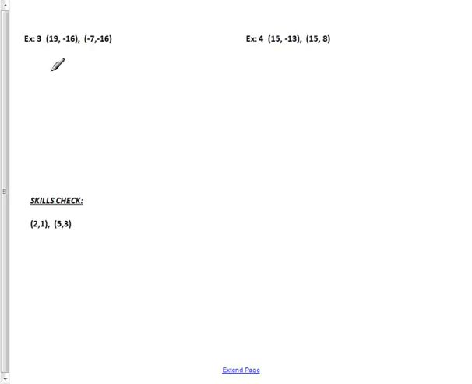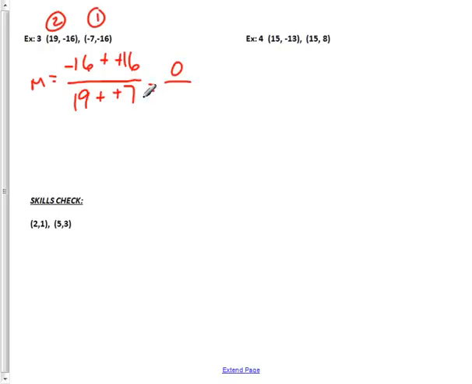All right, so for example 3, this is kind of what your homework's going to look like. So this is going to be my point 2 because x is 19, so this is point 1. So now we go m equals y2 is negative 16, and y1 is also negative 16. And so x2 is 19, and x1 is negative 7. So now we're going to change both of these. And we notice we get negative 16 plus 16, well, that's going to be 0. So now down here we're going to get 26.